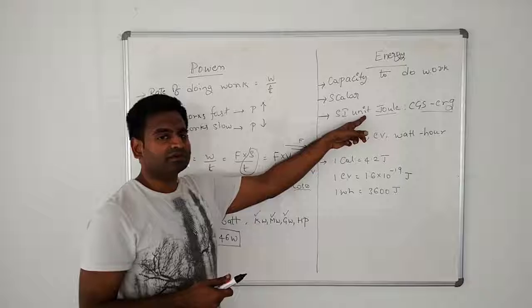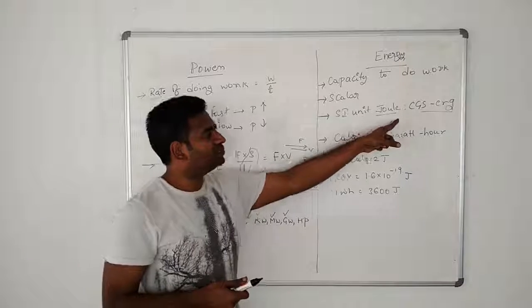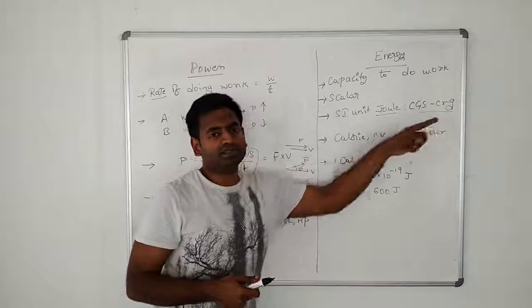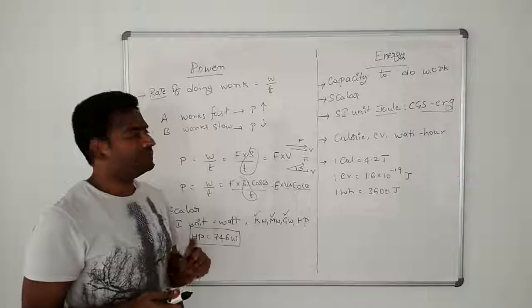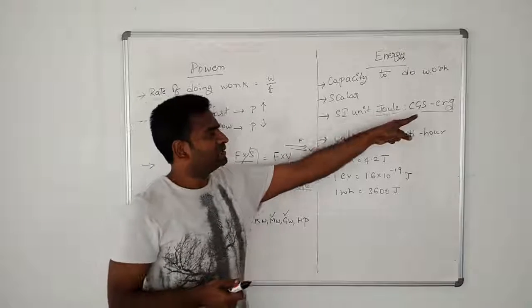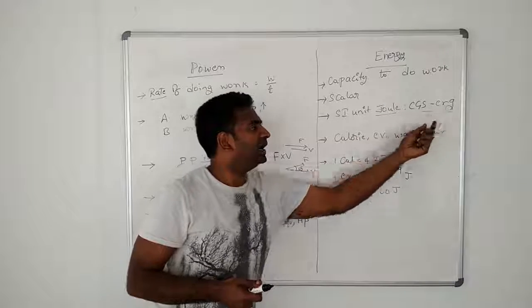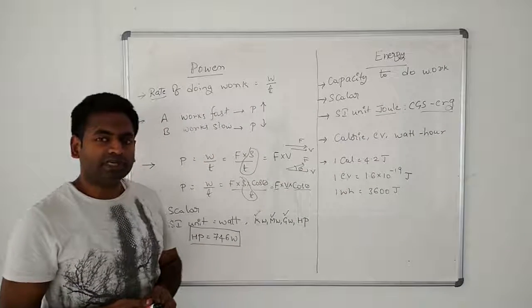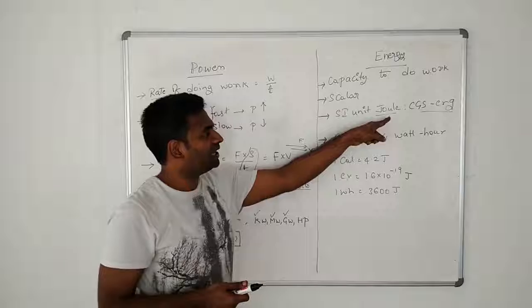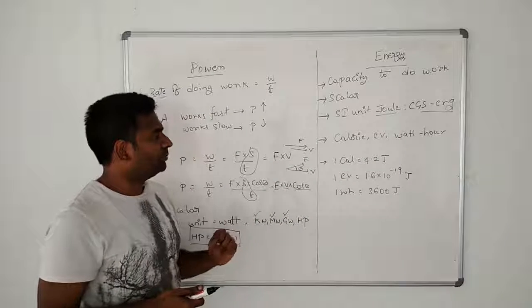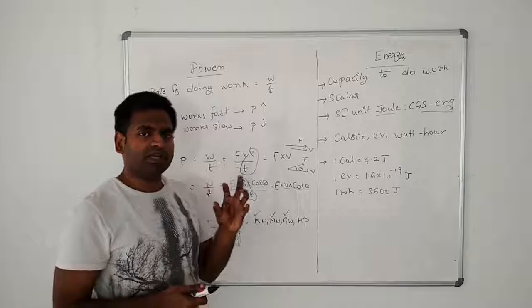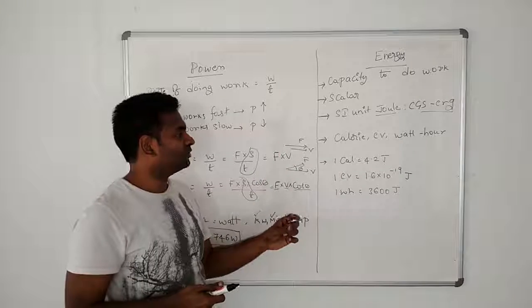What is the SI unit of energy? It is joule, and the CGS unit is erg. If you have noticed, work also has the same units. Work also has SI unit as joule and CGS unit as erg. So both of them have the same units. Please remember that, because both of them are similar quantities. As we go ahead, we will discuss that.